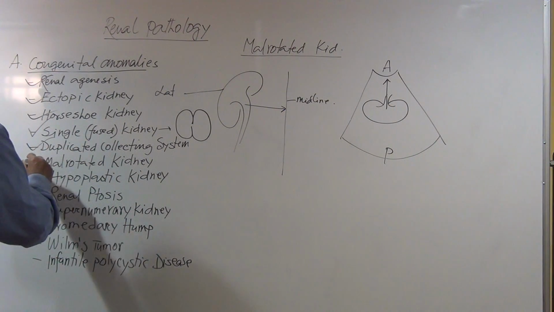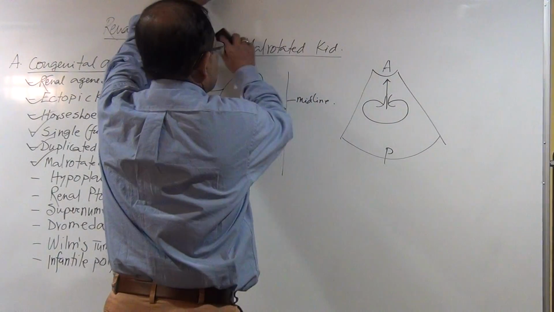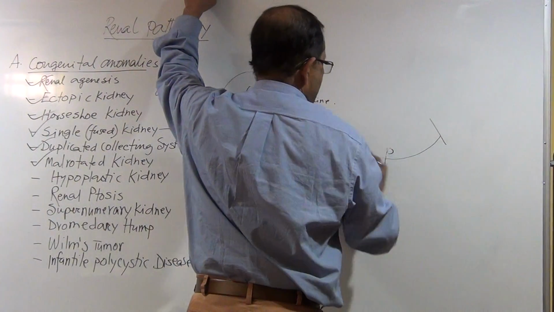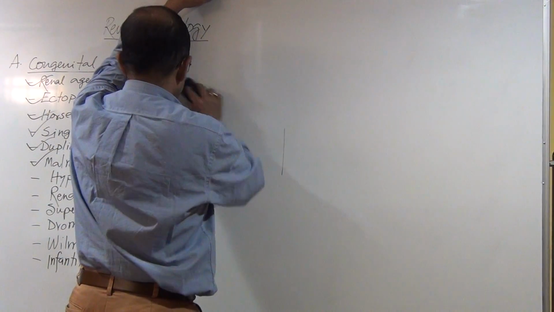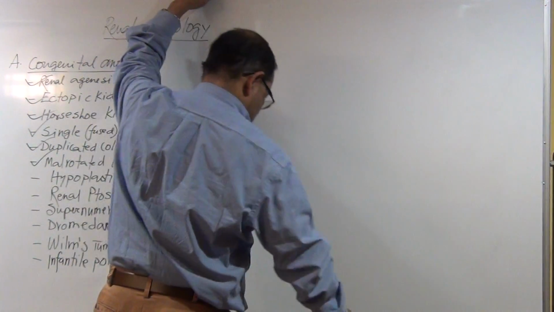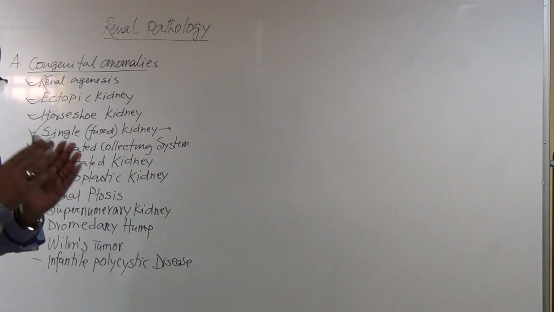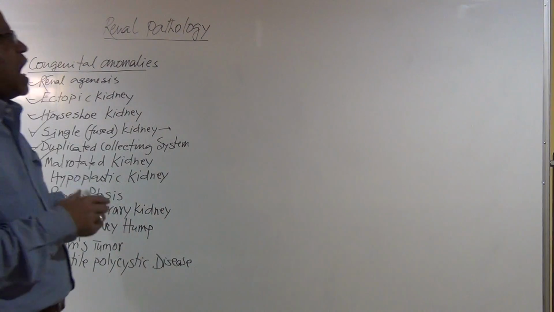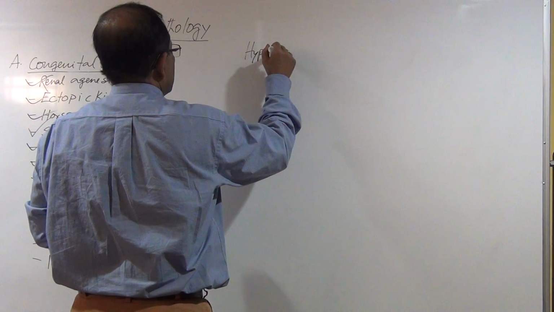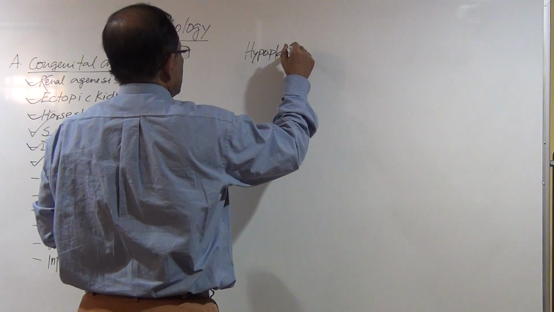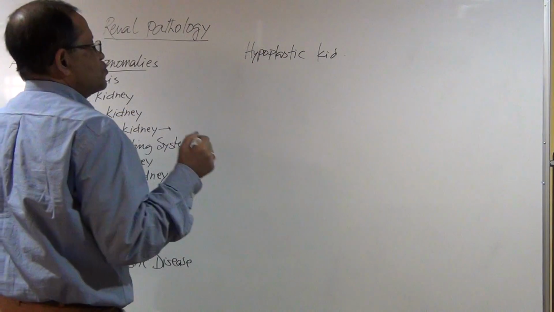Okay, so now I will talk about the hypoplastic kidney. What does hypoplasia mean? Hyperplasia and hypoplasia. What is hypo? Hypo means, is it big or small? Small. Hypo means small. Hypoplastic kidney means small kidney.